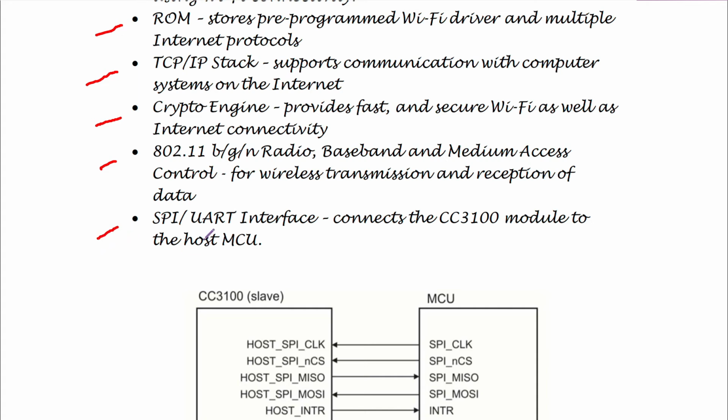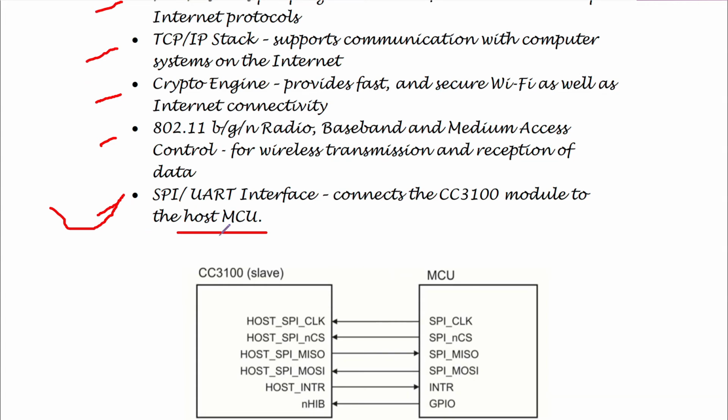Then it has a SPI or UART interface that connects this module to the host microcontroller unit. Now this is a very important point. No matter which kind of external hardware you are using to convert your normal microcontroller into an IoT compatible platform, this is how you are going to interface your microcontroller with that particular device.